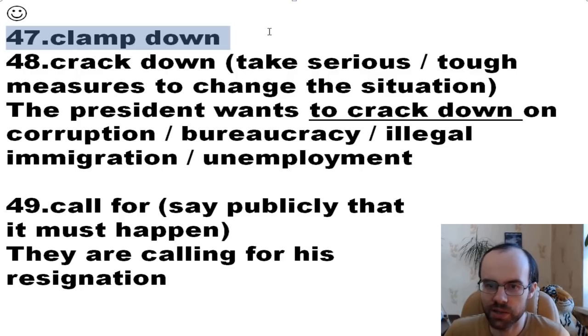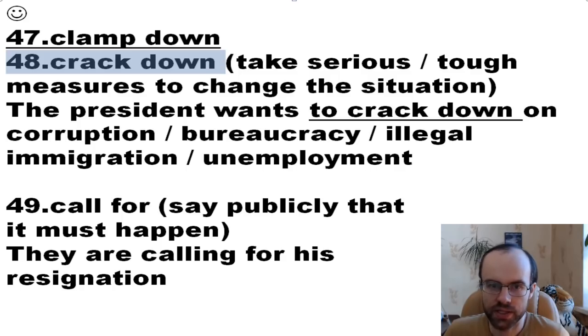Call for, clamp down or crack down, take serious or tough measures to change the situation. The president wants to crack down on corruption, bureaucracy, illegal immigration, unemployment. Call for. Say publicly that it must happen. They're calling for his resignation. Resignation. He needs to resign.